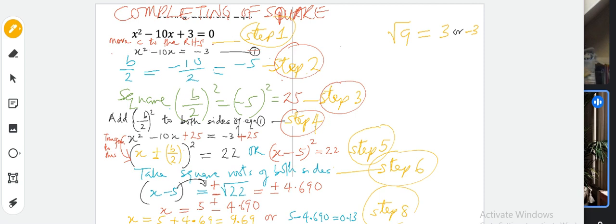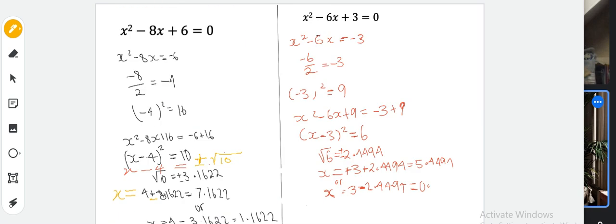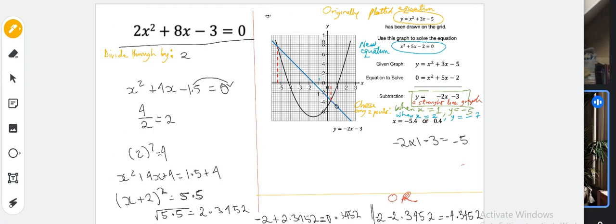Okay, what about if the thing is actually with a coefficient of something greater than 1? This is what I mean. Where is the question? This one. Go to page 3. Okay. What do you do first?